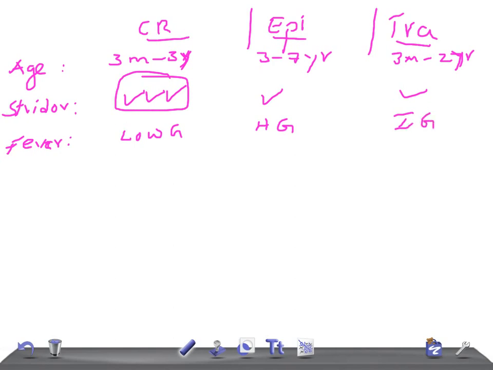Okay, so if it's a high grade temperature, try to think of epiglottitis first. The patient suffering from epiglottitis will have a very high temperature.